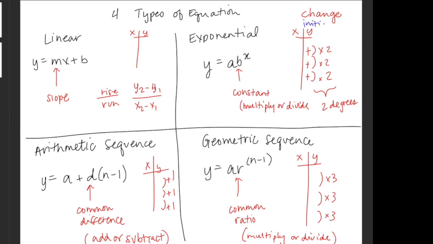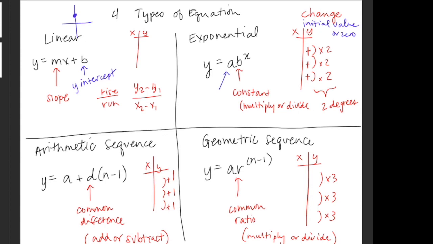The second type of similarity between all these equations is that they all have some sort of initial value, right? So when x equals 0, what is y going to be? And so in the linear equation, this is called your y-intercept, right? Or the b variable. So that basically is, when we graph this equation, the point that is on the y-axis.